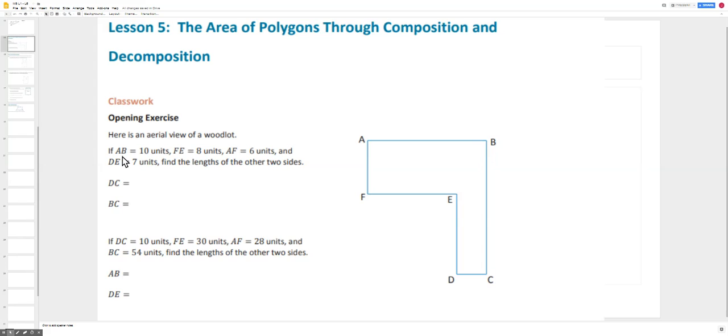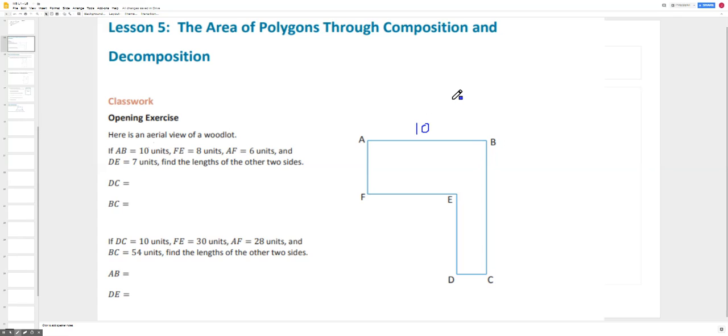They give us the length of AB is 10 units. So here's A, here's B. That length right there is 10 units. Let's go ahead and fill them in as we go. So AB is 10 units. So this right here is 10 units, so we can go ahead and put 10.